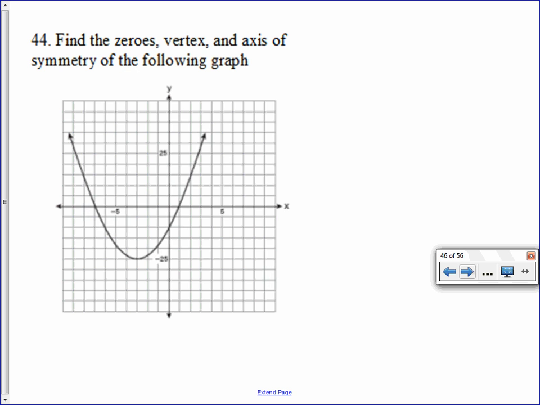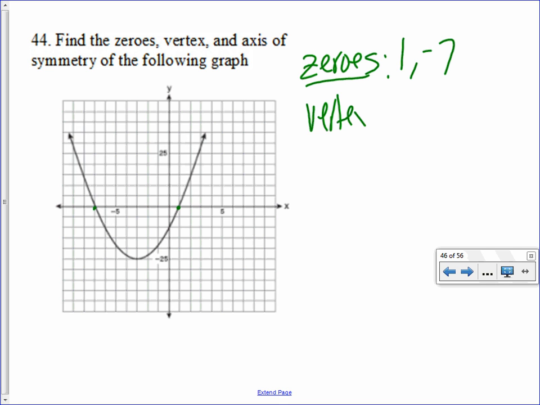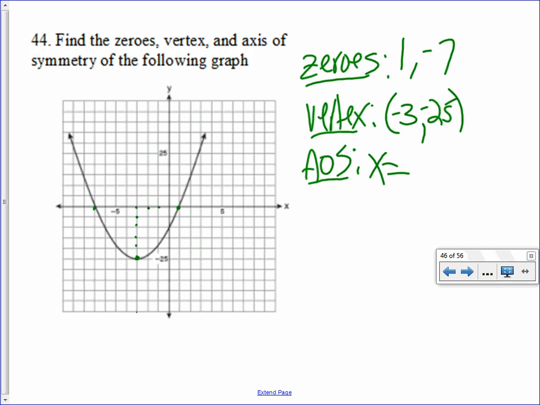Another example, again, the zeros are the same thing as the roots. +1, -7. The vertex is the turning point. It's a point. -1, 2, 3. And then this one we see down here is -25. They made each box worth 5 there. Good for them. Finally, the axis of symmetry is always x equals. X equals -3. Again, those always match.